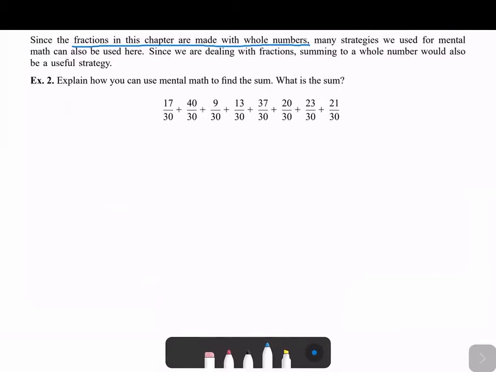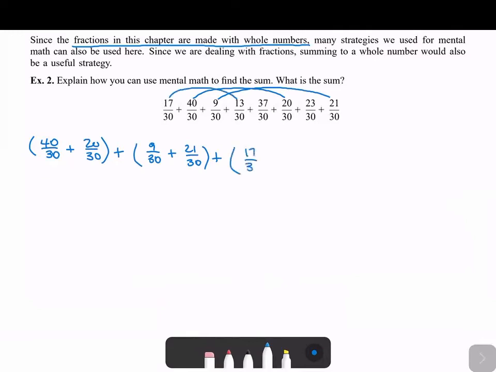One thing that I noticed is this 40 over 30 can add up pretty nicely with this 20 over 30. So I'm going to rewrite this as 40 over 30 plus 20 over 30. Okay, what else goes nice? 9 adds up nicely with 21. So I'm going to add up 9 over 30 plus 21 over 30. Okay, 13 goes nice with 17. So I'm going to add 17 over 30 and 13 over 30. And lastly, 37 and 23 go nicely together.